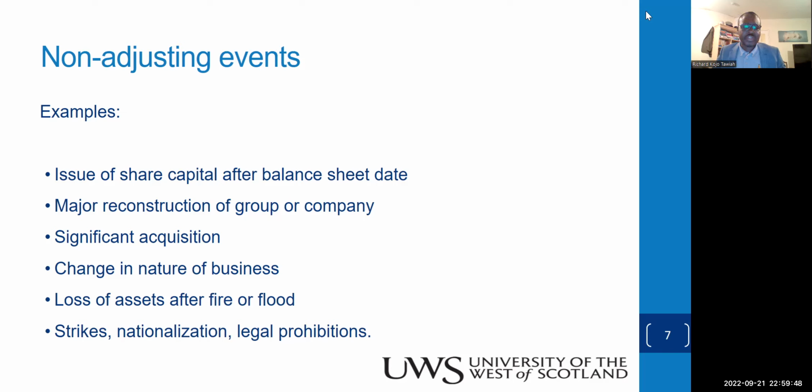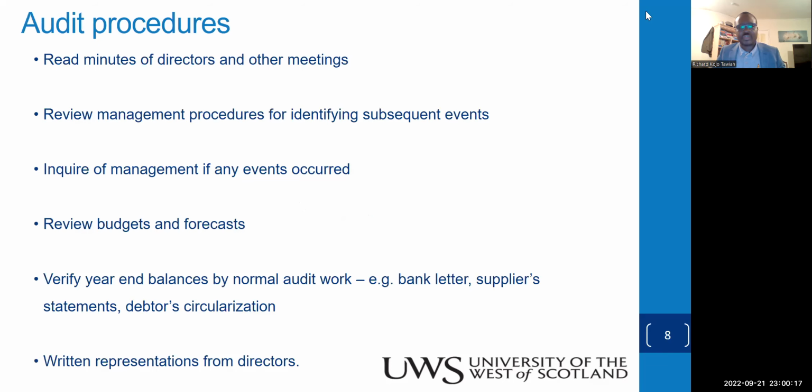Major restructuring, reconstruction of a group or restructuring of a company, significant acquisitions and mergers, change in the nature of business, loss of assets after flood or fire, any strikes, any nationalization issues, legal prohibitions. These are normally significant and material, but since they don't refer to the balance sheet date, check the dates, check the cutoffs. You have to disclose them in the books.